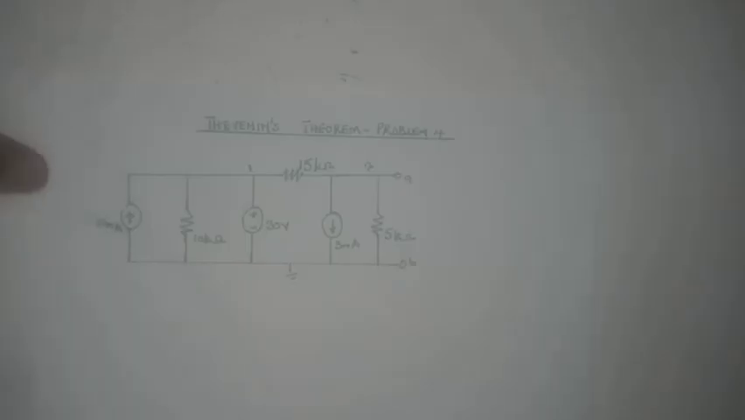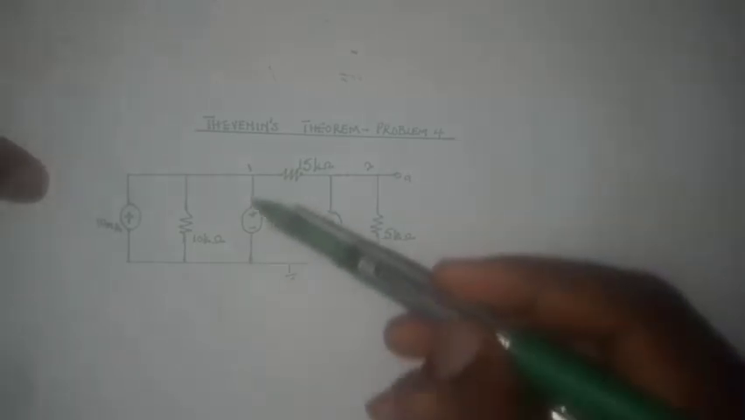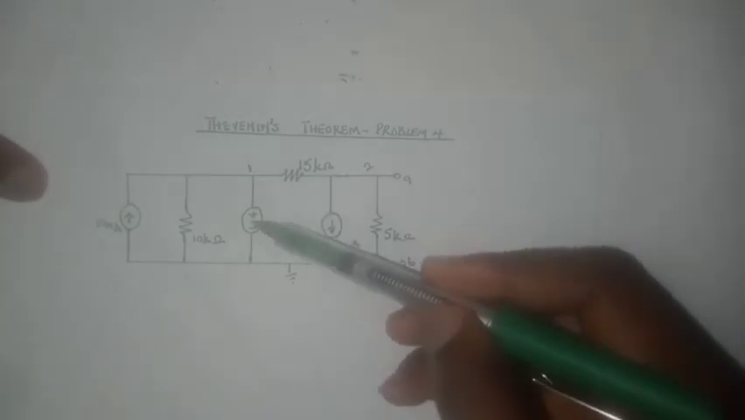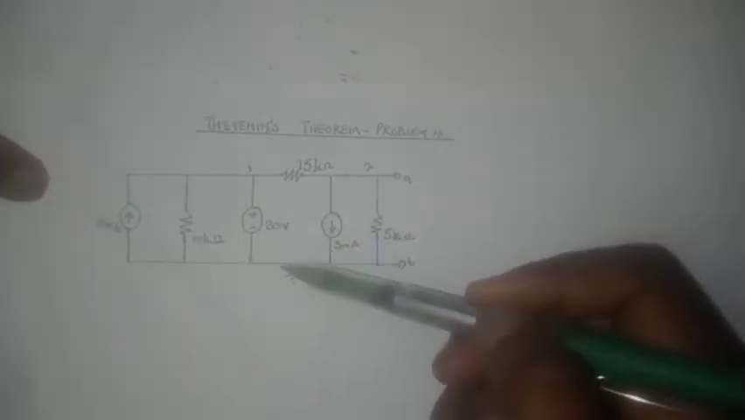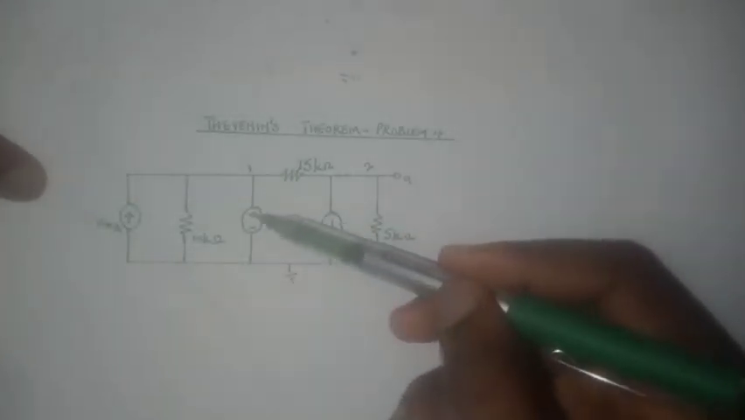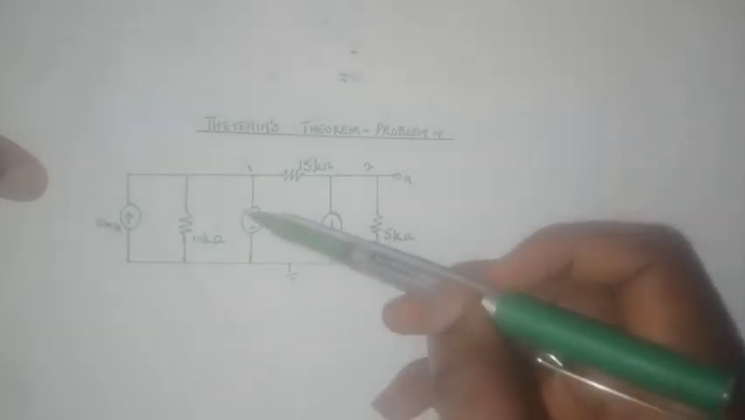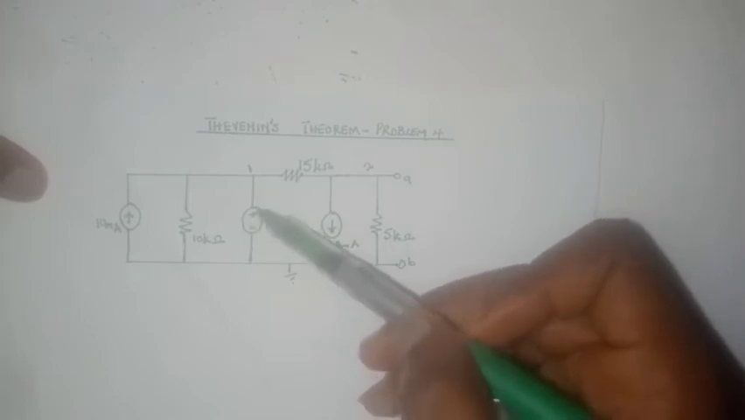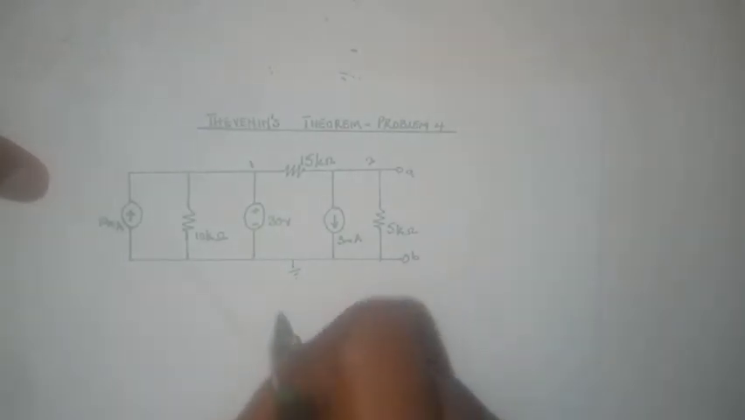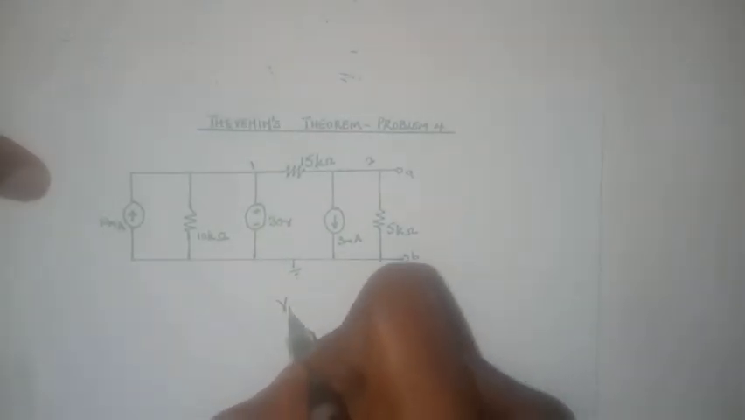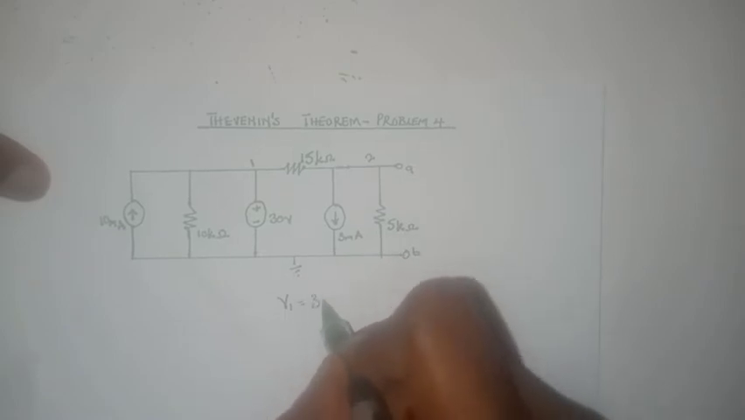Another thing you would notice is that this problem just got a lot easier because there is a voltage source connected directly between node 1 and the reference node, and because of that, the node voltage V1 would be the same as the value of this voltage source. So we say that V1 is equal to 30 volts.